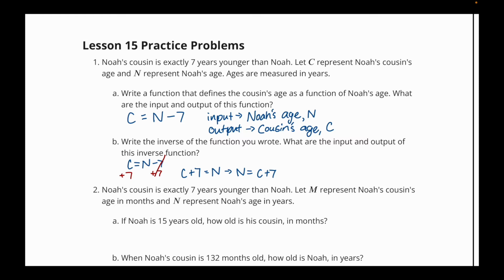Now it's asking us what are the input and output of the inverse function. In this case, the input is now going to be C. So the input is the cousin's age. And the output, or the one that's solved for, is Noah's age, which is N. So the whole idea of inverse functions is that we are switching the input and the output and solving to find what the new function would be. Or if it is a function. Sometimes we'll get stuff that won't be. Okay, so let's keep going.